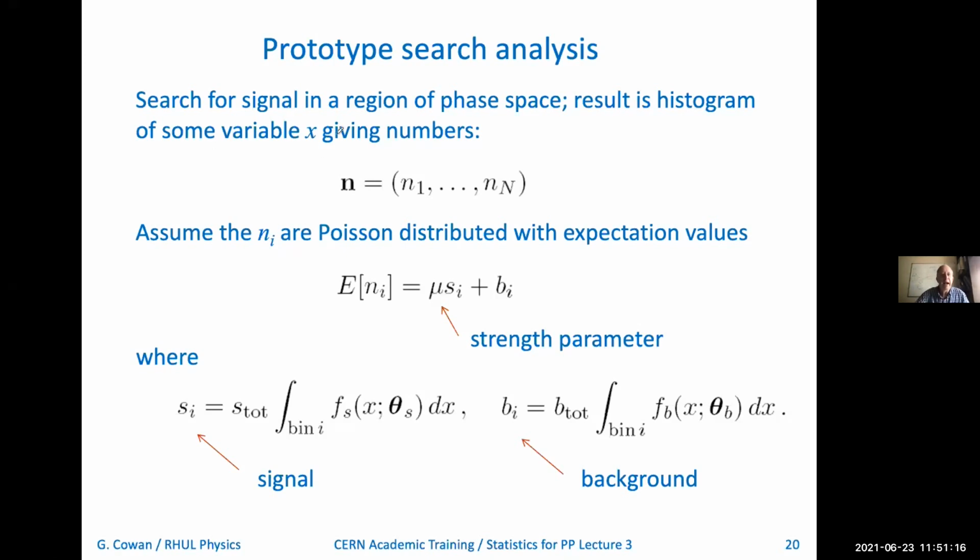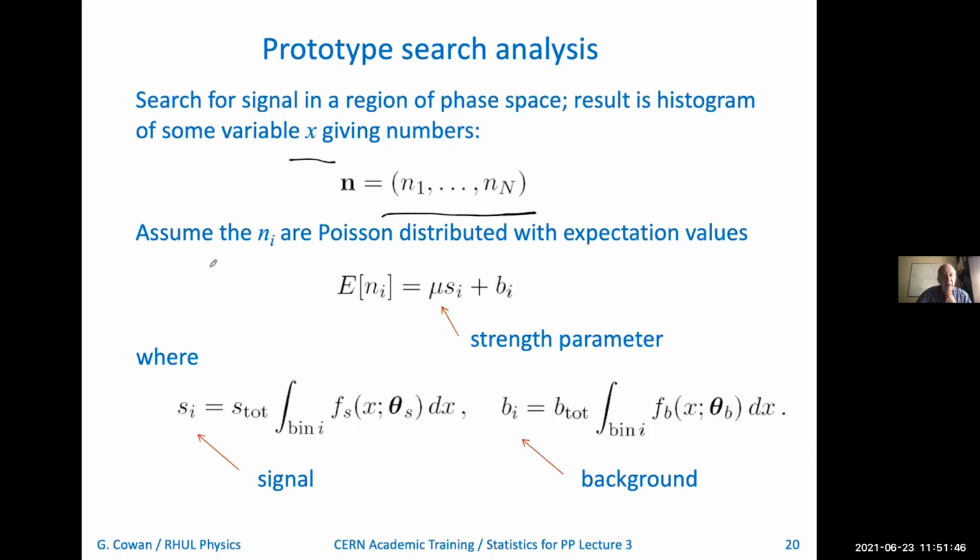And so I measure where the event is in phase space by measuring some variable x, and I put that into a histogram. And so let's say that the numbers n1 through n sub capital N, that's the histogram where I expect to see the signal. So for example, if you're looking for a Higgs-like particle, then this would be the histogram of the invariant mass of the Higgs candidates. All right, and you'd expect to see a bump somewhere in this histogram.